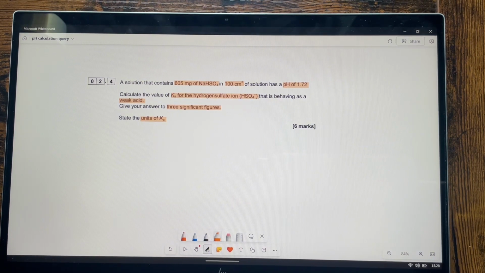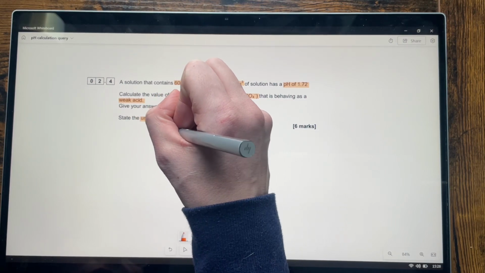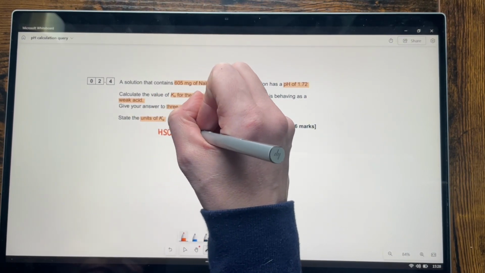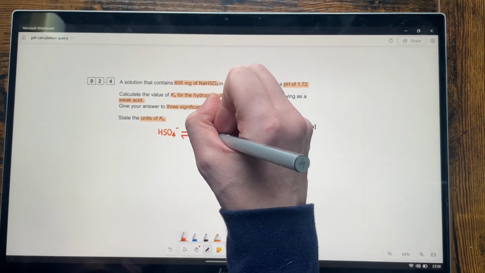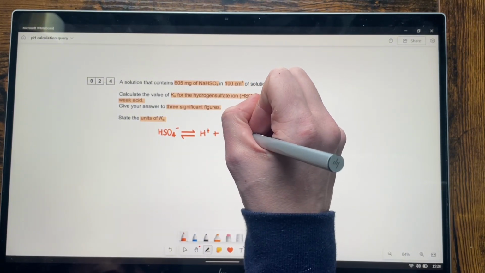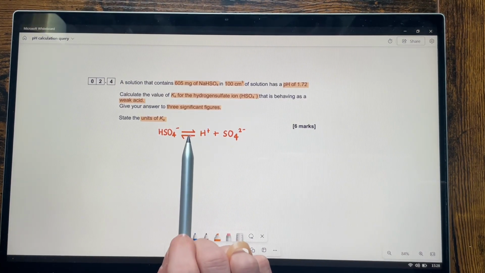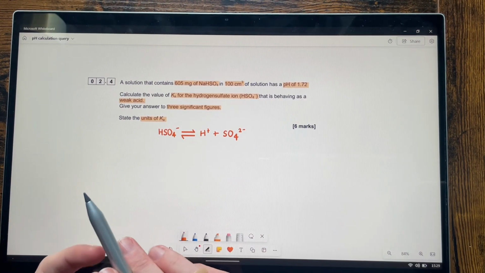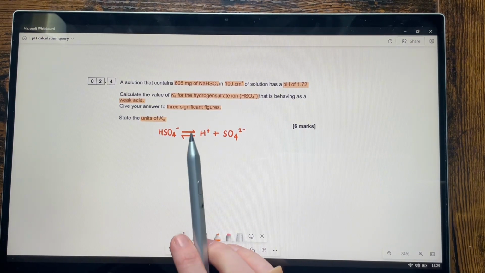I personally am going to start by writing a dissociation equation for the hydrogen sulfate ion, which is acting as my weak acid. So HSO4- will be dissociating into a H+ ion and then our sulfate ion, SO4 2-. Now I've got my reversible arrow in there because it's a weak acid, so we only have slight dissociation, unlike a strong acid where we get full dissociation.